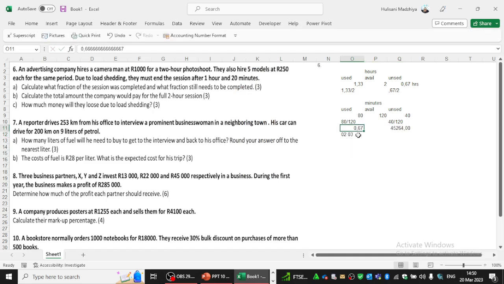4 out of 12 will give us 0.67, and 2 out of 3 will equal to 0. So these are all changed back to decimal due to that. And then on this side we said we're going to have 4 out of 12. So 4 out of 12 will be 0.33, and if we're turning into percentage, that will be 33% of unused hours.